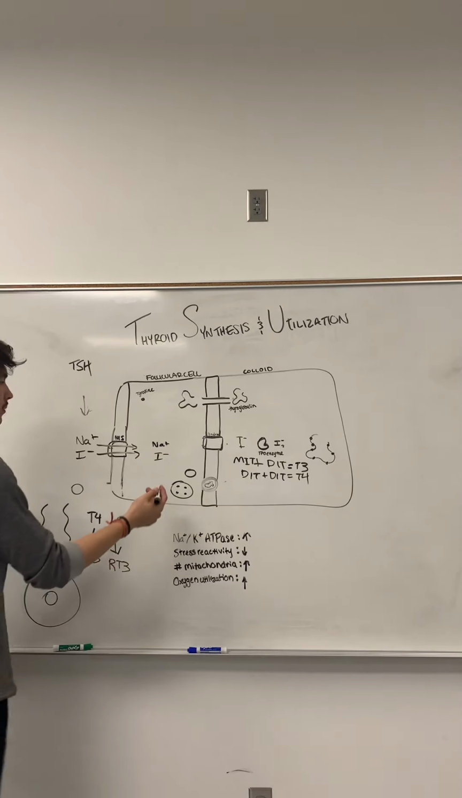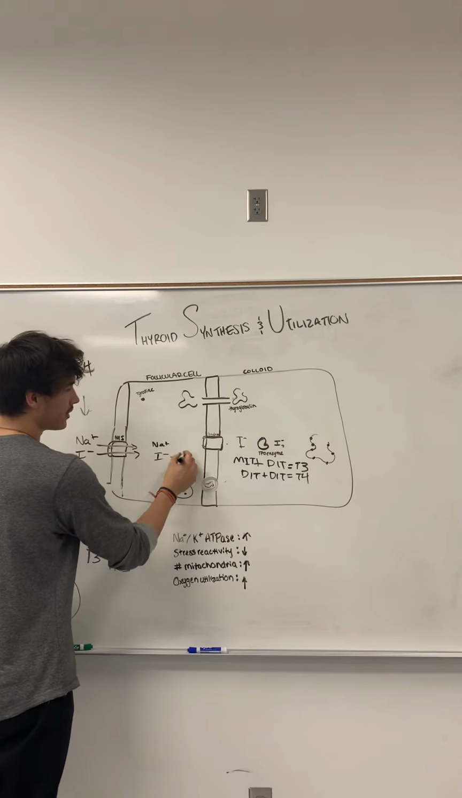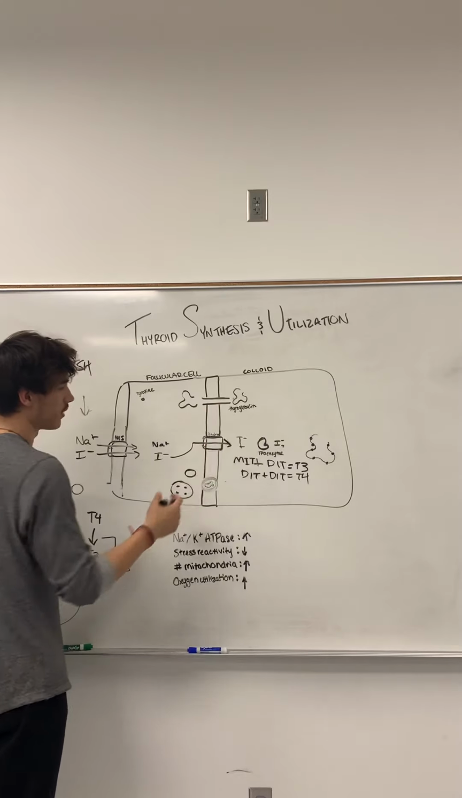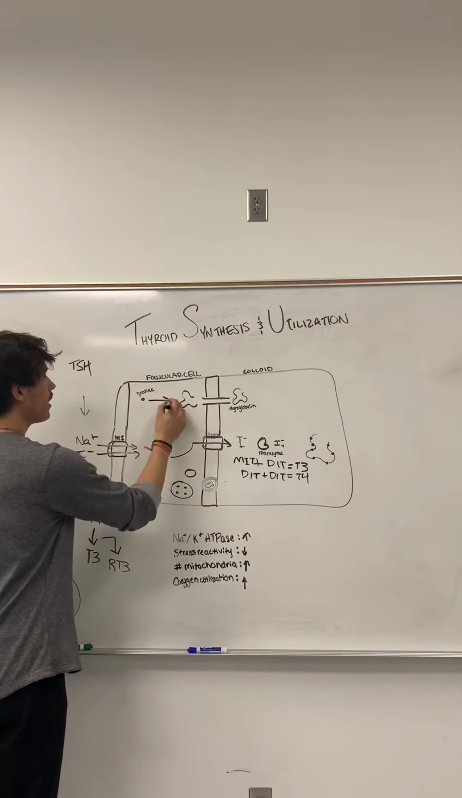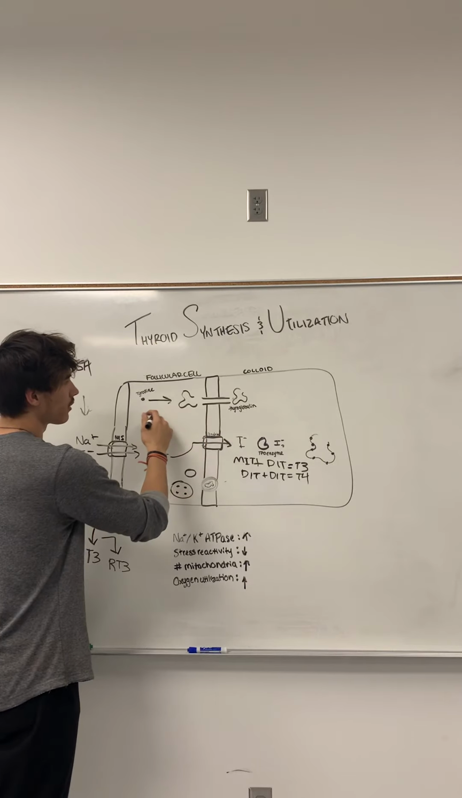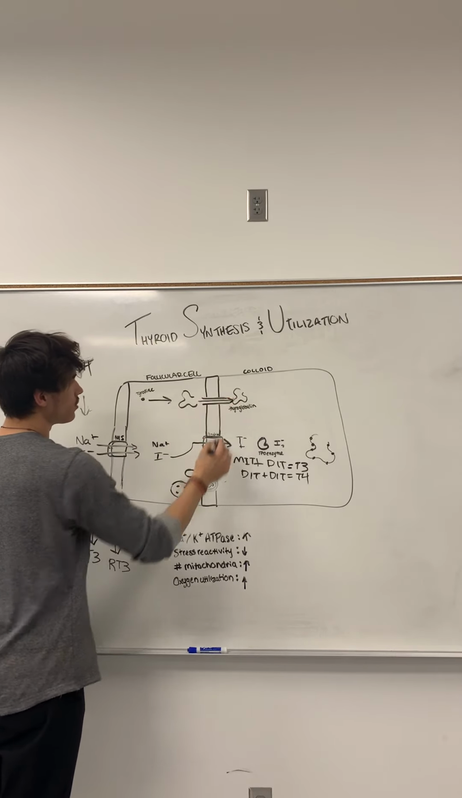Now, with this happening, we're going to be able to bring iodide directly into our colloid through this transporter called pendrin. We're also going to have tyrosine allowing our thyroid globulin to be created in the follicular cell and be brought over into our colloid.